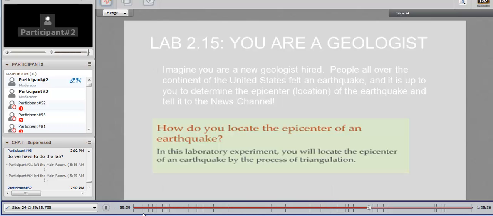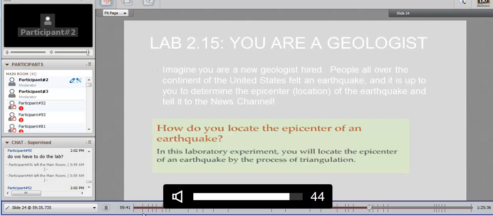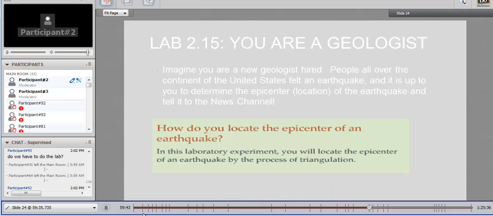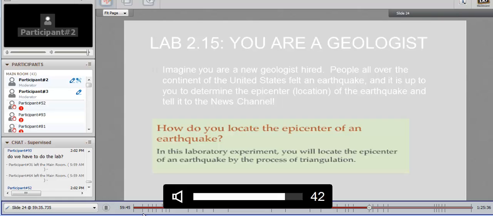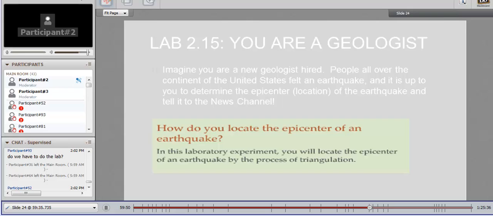So lab 2.15. Imagine you were a new geologist hired. People all over the continent of the United States felt an earthquake, and it is up to you to determine the epicenter, the location of the earthquake, and tell it to the news channel. Remember, the epicenter is the point on the earth above the focus. So that's the point on the earth right above where the earthquake originated.